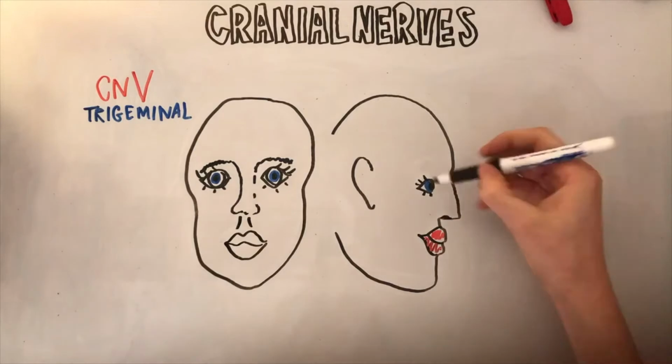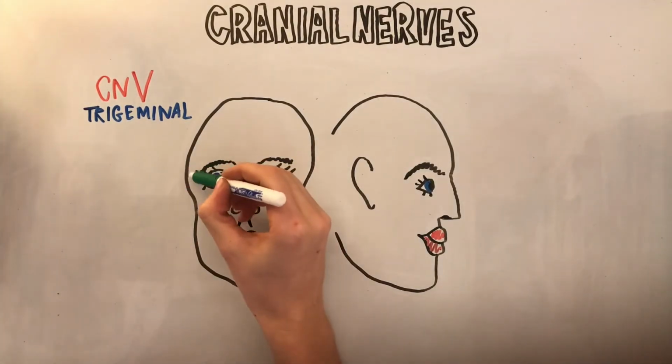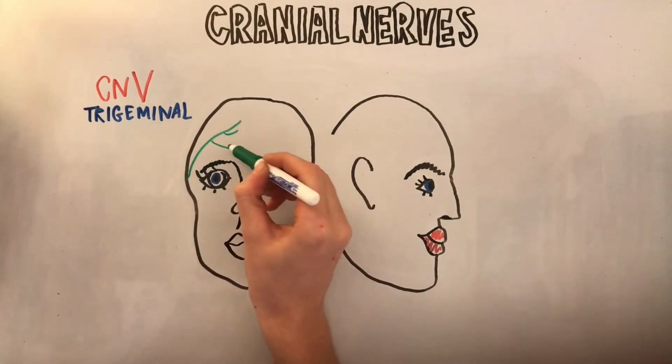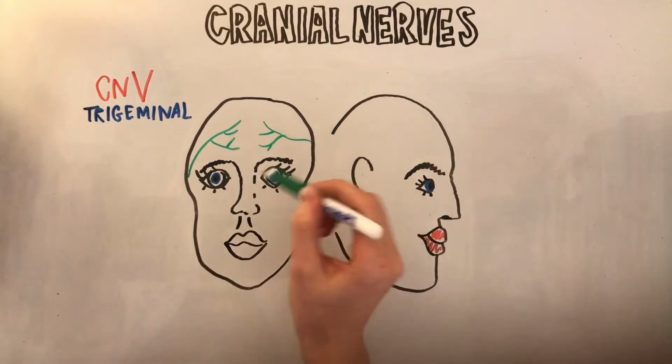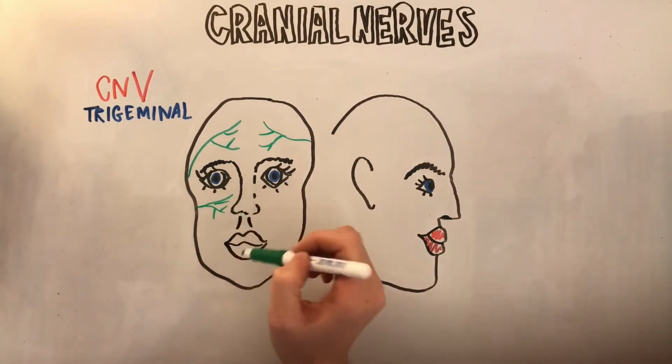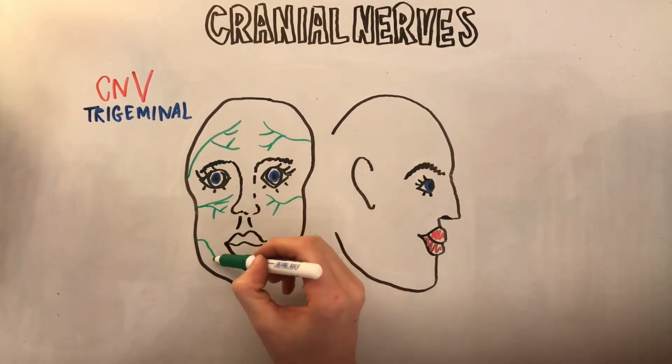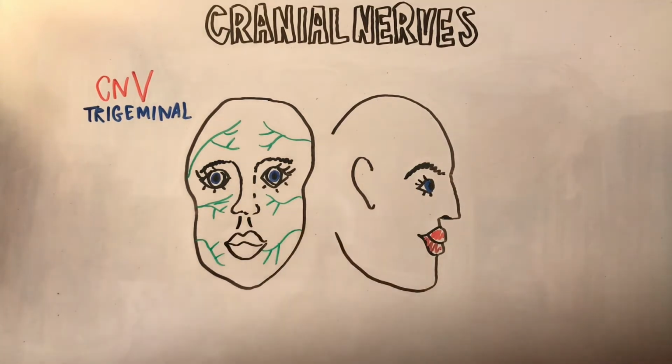So there are 3 branches of the trigeminal nerve, which I've drawn in green across the face of this lovely androgynous individual over here. And the one which goes across the forehead is the ophthalmic branch, the one across the middle of the face is the maxillary branch, and across the jaw is the mandibular branch.